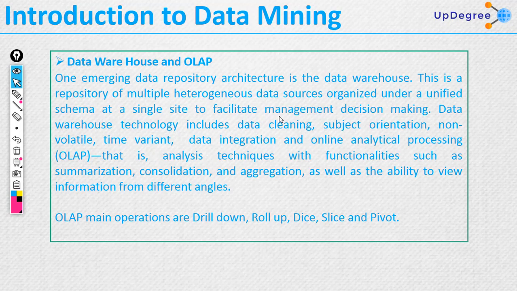The user will ask for certain types of decisions from the data mining system, and after exploring this huge amount of data, the decisions will be obtained, and along with the decisions some other suggestions will be provided to the user. Data warehouse technology includes data cleaning, subject orientation, non-volatility, time variance, data integration, and online analytical processing, that is, analysis techniques with functionalities such as summarization, consolidation and aggregation, as well as the ability to view the information from different angles.